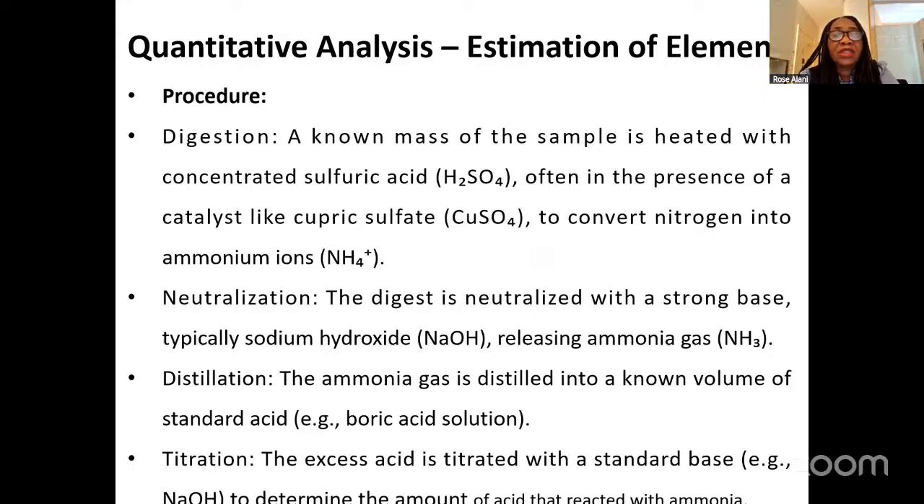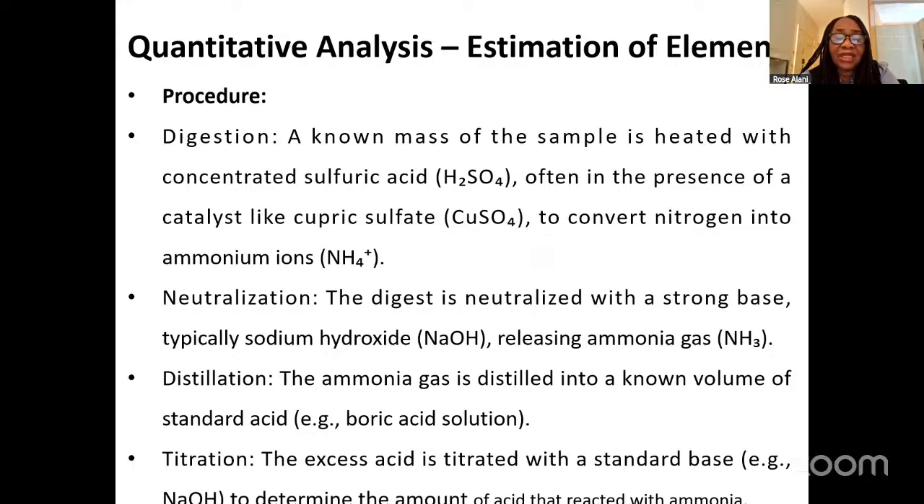What you've digested now is neutralized with a strong base. Typically we use sodium hydroxide, and this will release ammonia gas. The next thing is distillation. The ammonia gas is distilled into a known volume of standard acid. Standard acid used, for example, is the boric acid solution.